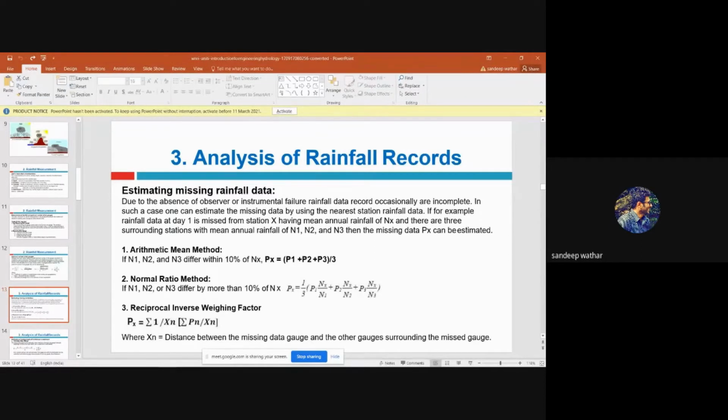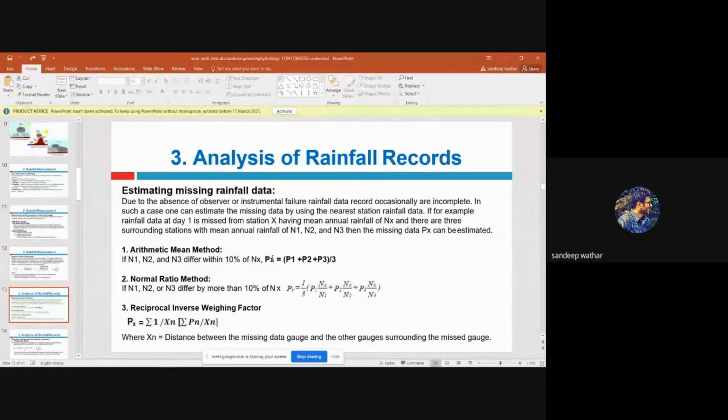Look at this. This is one of the simplest methods, which is called the arithmetic mean method. Assume that Px is a site where I do not have the data, so there is missing data. At this site, if I want to find out how much the rainfall is on any given day, month, week, or year, you might be calculating the missing data for a month, a week, a day, a year, or a fortnight.